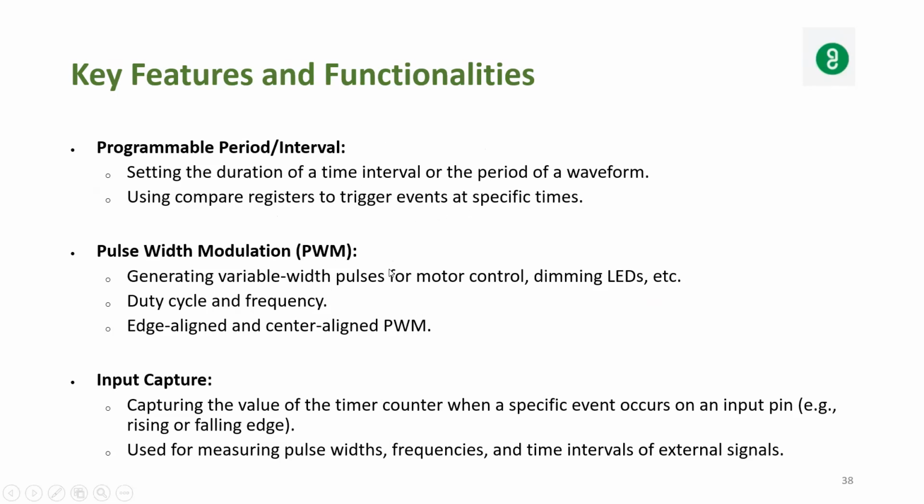Pulse width modulation. In pulse width modulation, variable width pulses are generated for motor control and dimming LEDs. It also involves duty cycle and frequency, and edge aligned and center aligned pulse width modulation.